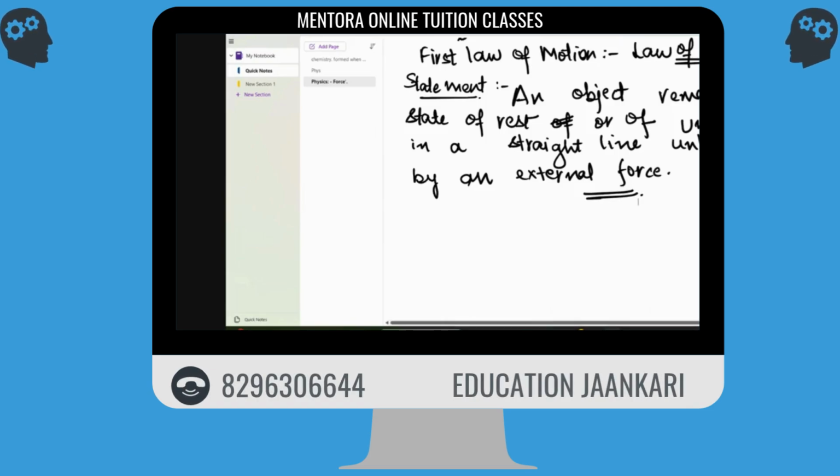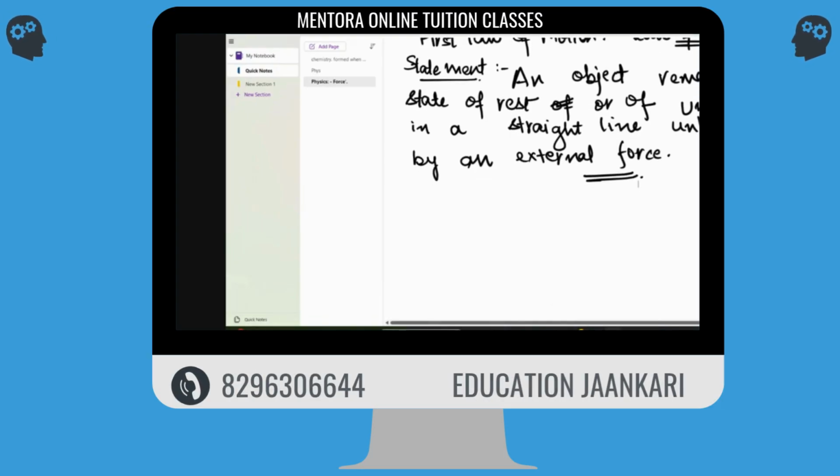Knowing the statement is also very important because these can come directly in statement forms that they can ask you: state law of inertia for 2 marks. So learning these statements is also important. That is why I have written it. According to the statement, it says an object remains in state of rest or of uniform motion in a straight line unless compelled by an external force.